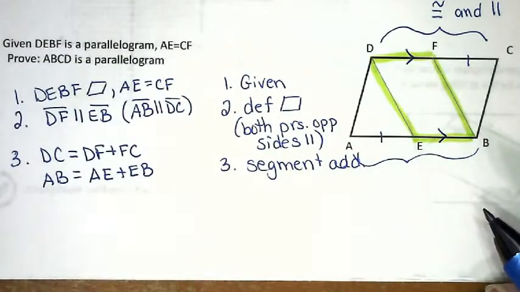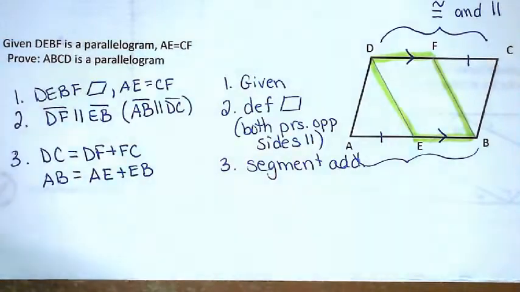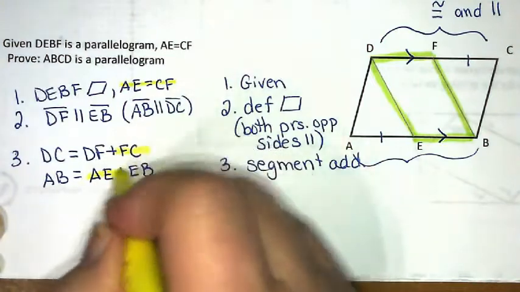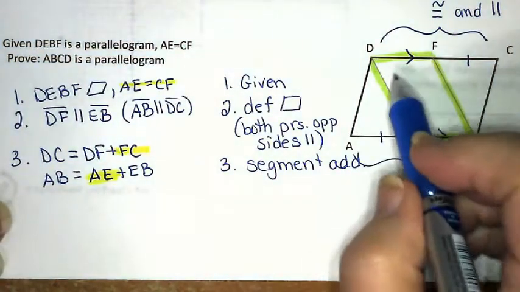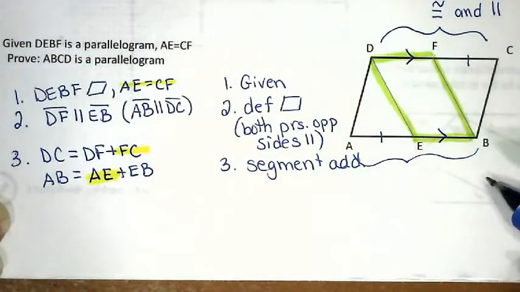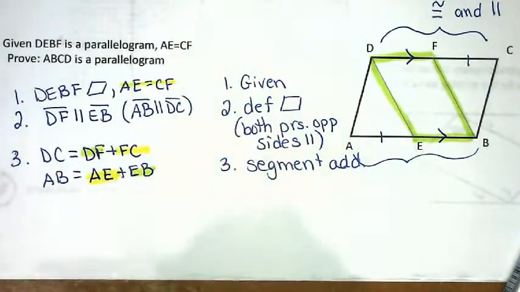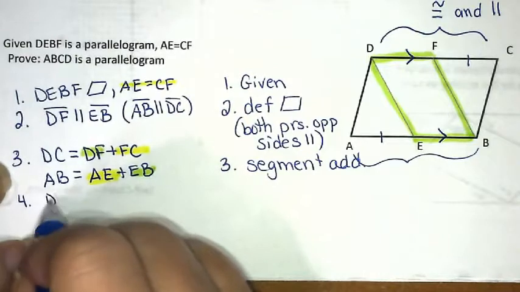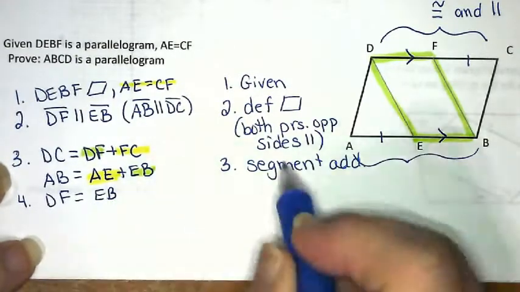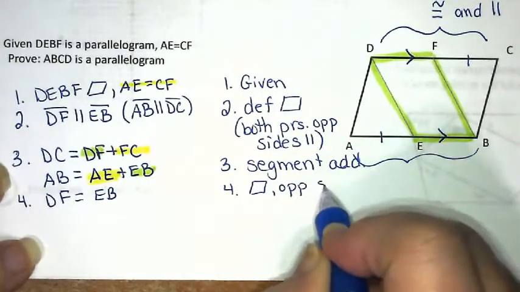Now, I need to prove that DC and AB are equal to each other. So let's look back at the given. I know that AE and CF are the same. Well, don't I know that DF and EB are the same? Let's say that. Since DEBF is a parallelogram, the opposite sides are congruent. So I'm going to go ahead and say that DF equals EB, because in a parallelogram, the opposite sides are congruent.